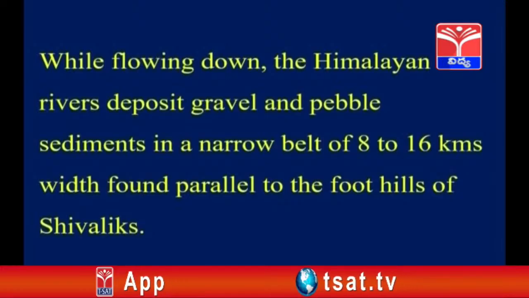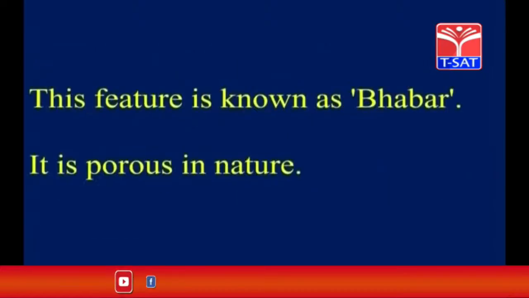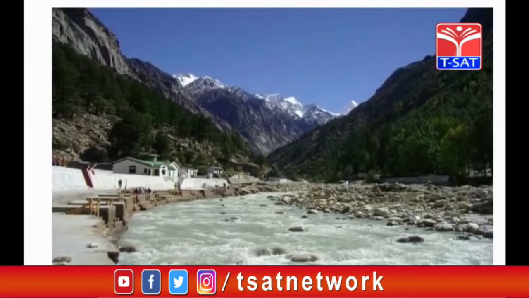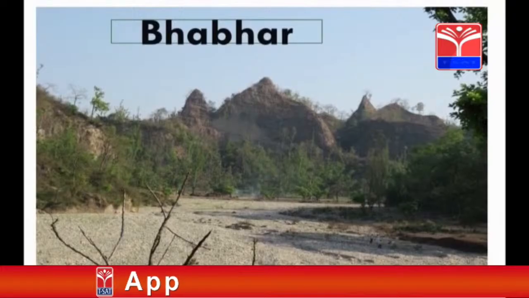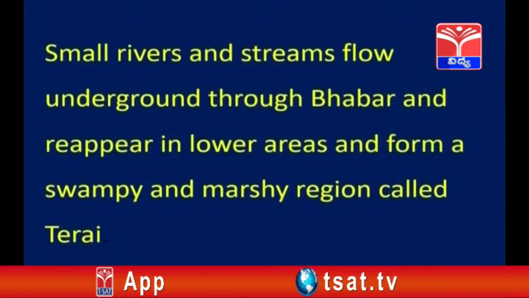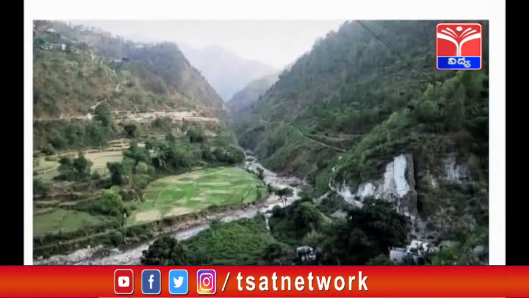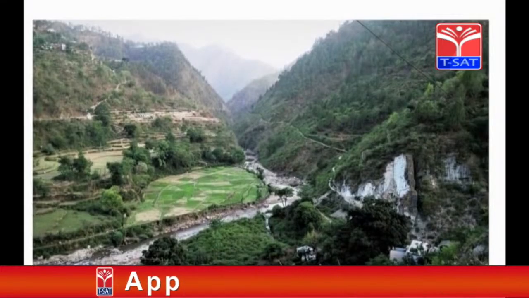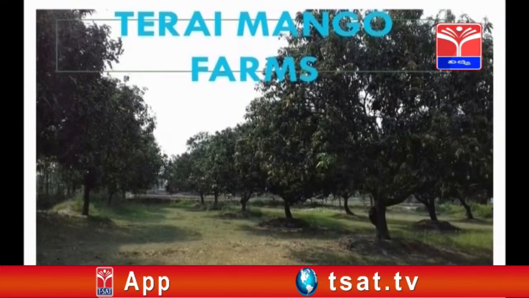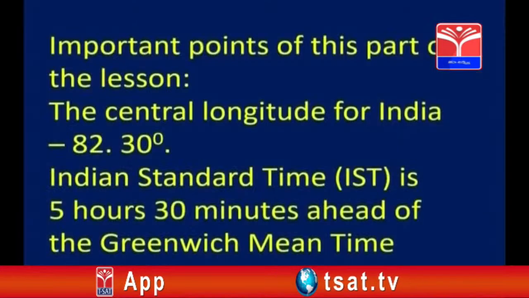kilometers in width found parallel to the foot of the Sivaliks. This feature is known as the Bhabar, which is porous in nature. This is the Bhabar region where the river flow is there. This is the Bhabar grassland. Small rivers and streams flow under this Bhabar and reappear in the lower areas and form a swampy and marshy region, which is called the Terai. This is the Terai region, and it is a very good support for the mango farms here.